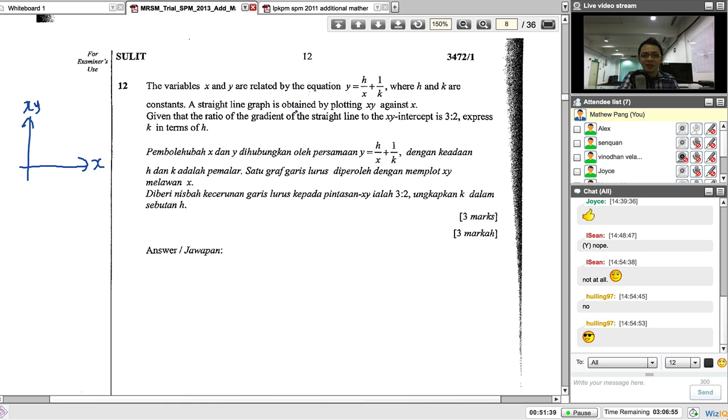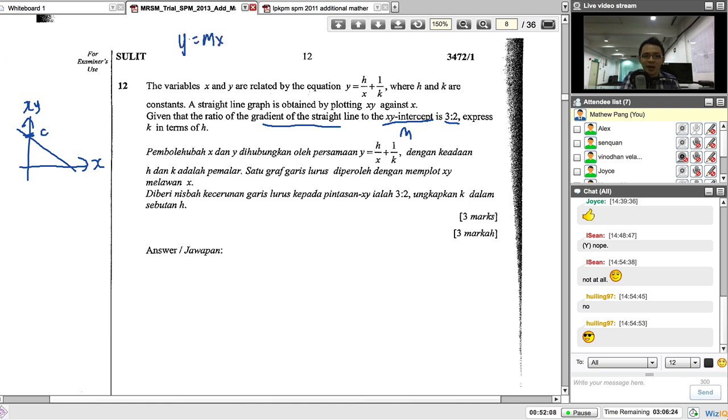Given the ratio of the gradient and y-intercept is 3:2, express k in terms of h. So that means the ratio of the gradient with the y-intercept is 3:2. Gradient is m, right? And the y-intercept over here, we call it c. I hope you understand what I'm saying.